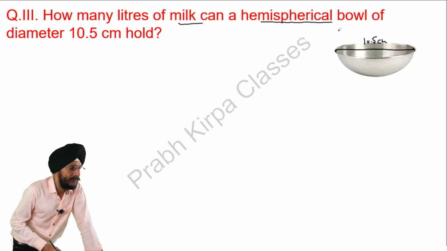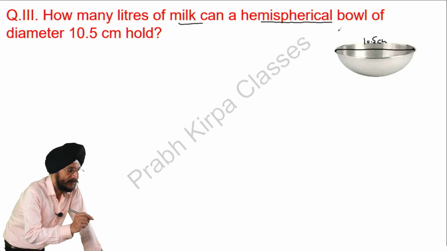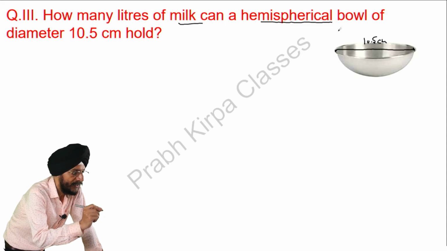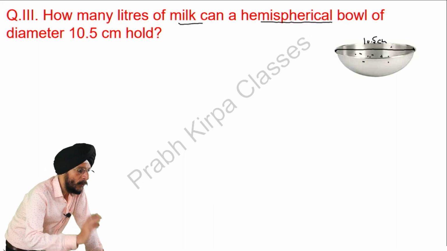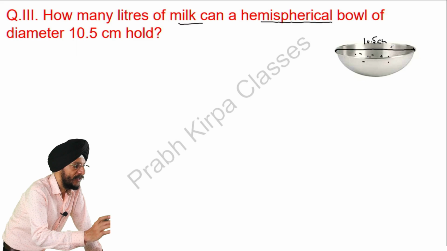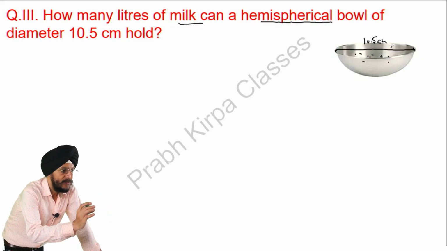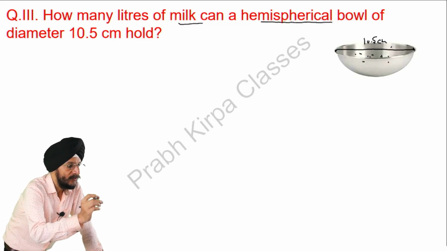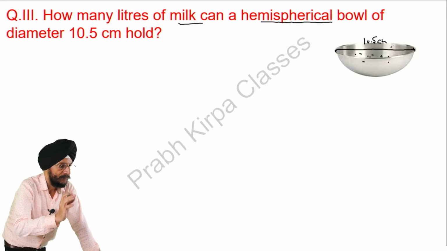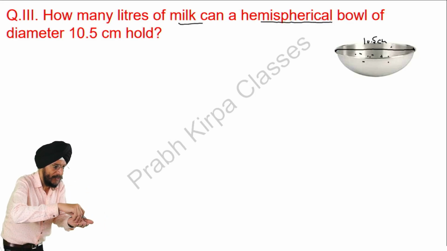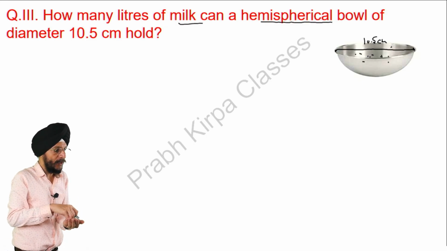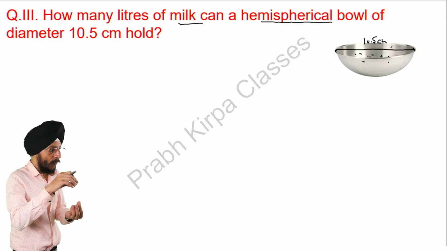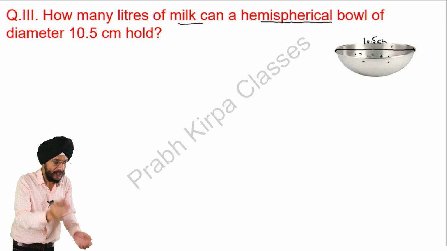Now what has been written? How many liters of milk can the hemispherical bowl hold? If we put milk into it, it can hold as much quantity of milk as will be equal to its volume. In other words, when we put milk into it, the quantity of milk it can hold will be equal to the volume of the hemispherical bowl.